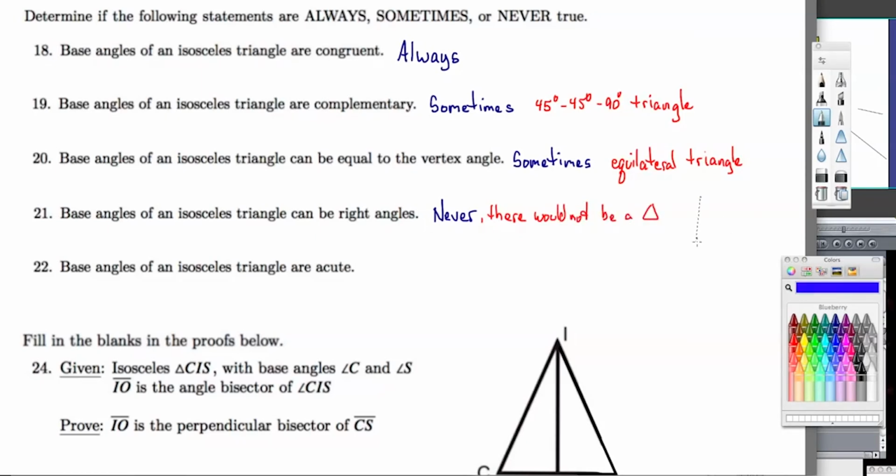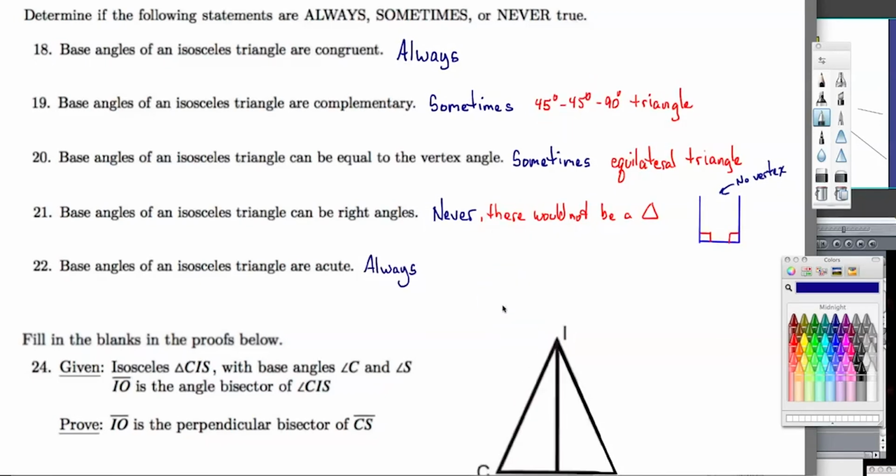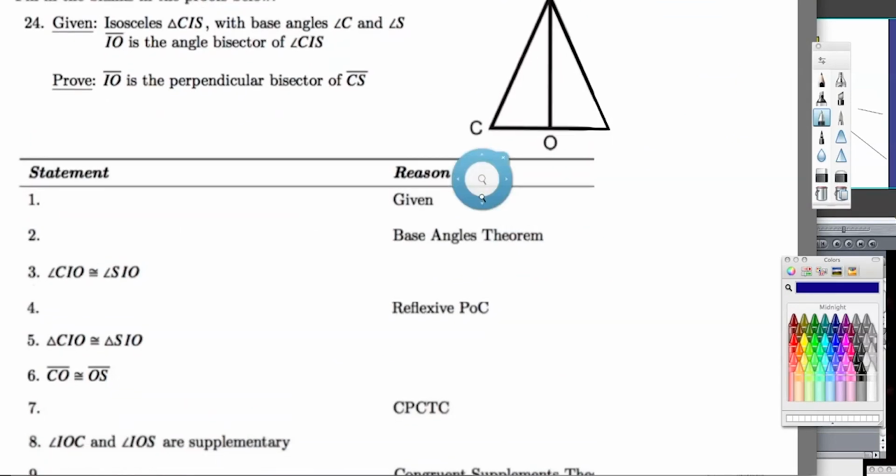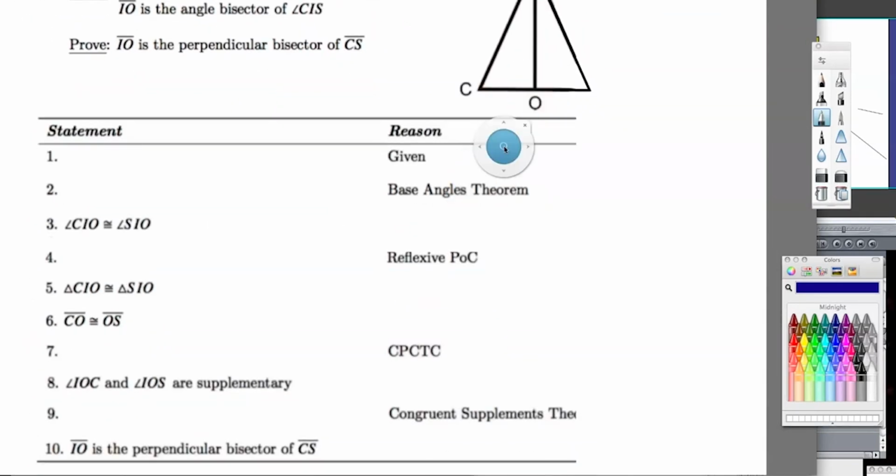21, base angles of an isosceles triangle can be right angles. No, it can never be, because if the base angles are both 90, we would get parallel sides that would never intersect. There is no vertex at the top. That wouldn't work. Number 22, base angles of an isosceles triangle are acute. That's always, they have to be acute. Got to be less than 90.